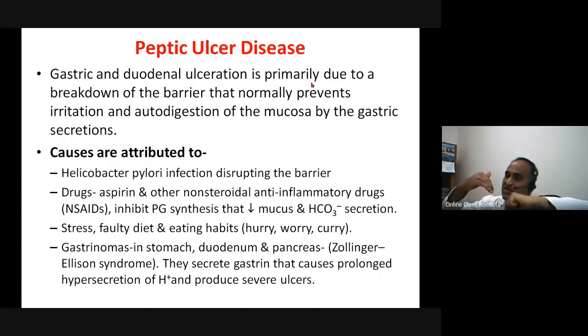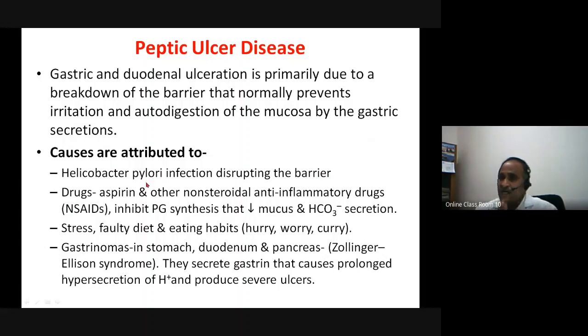Now, if this mucus secretion is diminished, that will break down the barrier, or that will result in ulceration. Or if the acid secretion or the acid pepsin secretion is greater, then also the mucus is not able to neutralize this thing or prevent this thing. So then there may be ulceration. The causes may be due to a number of causes. The Helicobacter infection is one of the things that disrupts the barrier. This bacteria grows in acid medium.